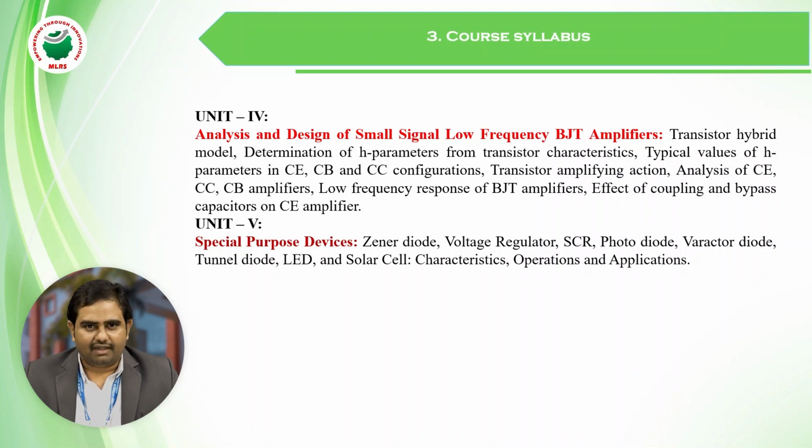So coming to the last unit, fifth unit, that is special purpose devices. So apart from the PN junction diode, several diodes are there having various applications and various purposes. So those are Zener diode, it will be used as voltage regulator, and SCR means silicon controlled rectifier, mainly used for switching purpose, and photodiode, that is also used for high switching purpose, and varactor diode. Varactor diode means it is used in tuning circuits and all, like general FM radios and TV receivers, etc. So apart from this, tunnel diode will be there, again a high switching diode, LED, solar cell, their operations and applications.